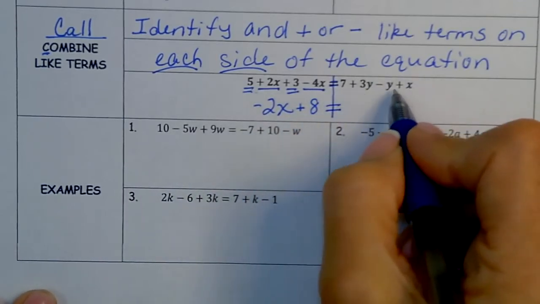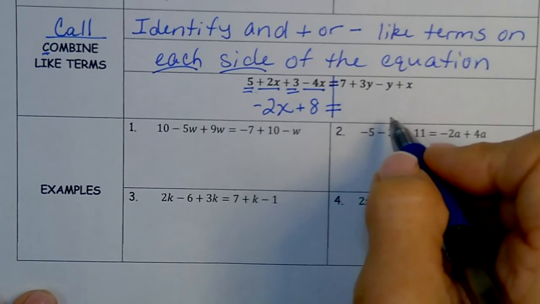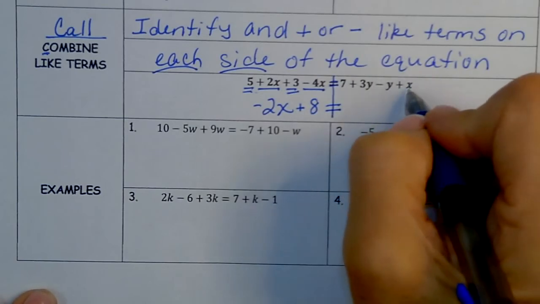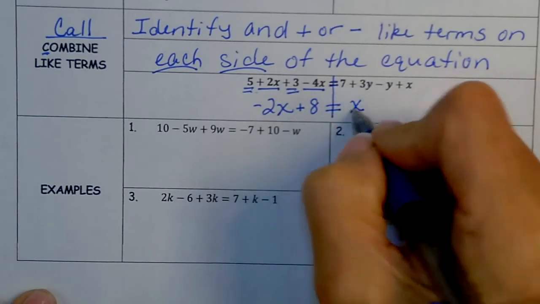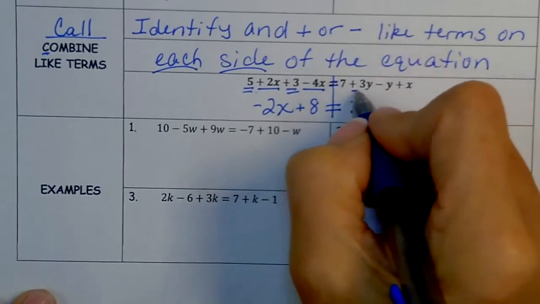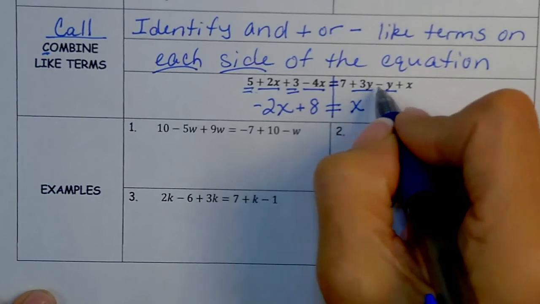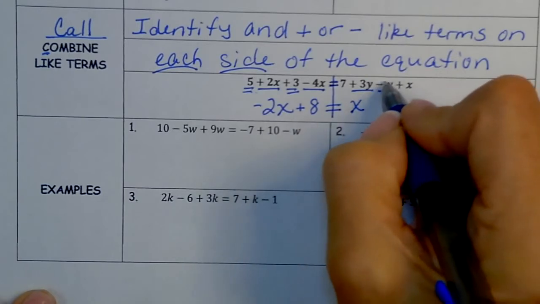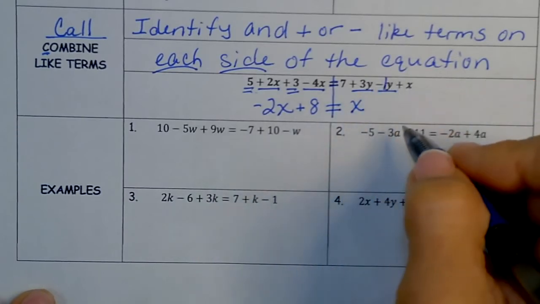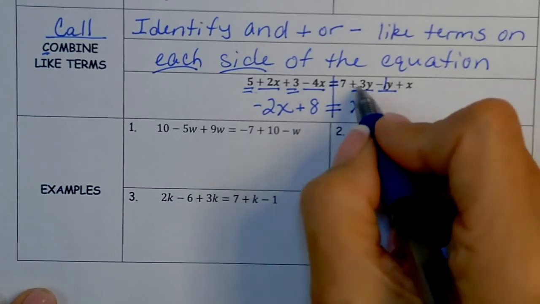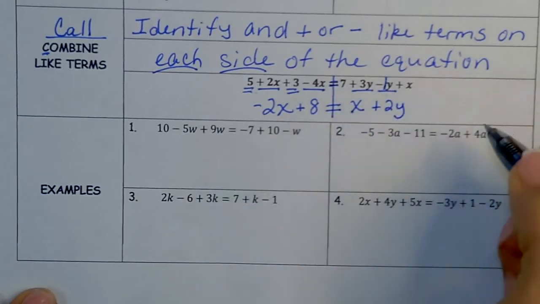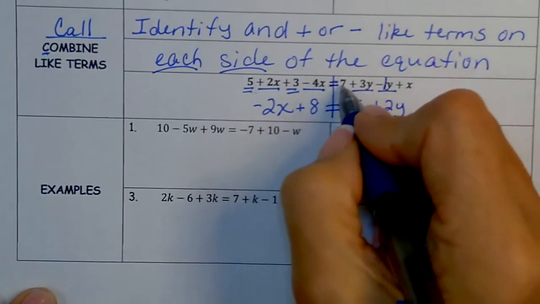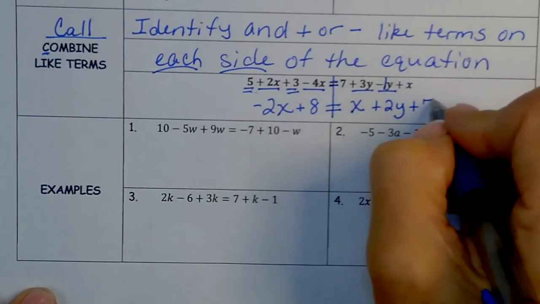Okay, now let's look at the other side of the equation. X comes first in the alphabet, so I'm going to start with x. There are no other like terms. Now move to y. These are like terms. This negative implies it's a negative 1. So when I combine those, I get plus 2y. And then I have a constant.